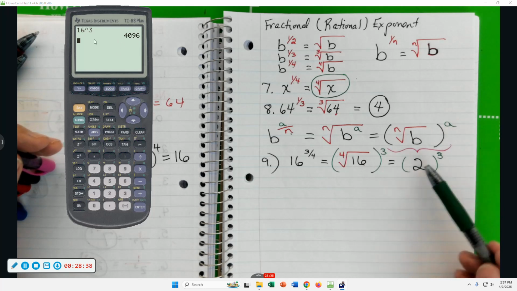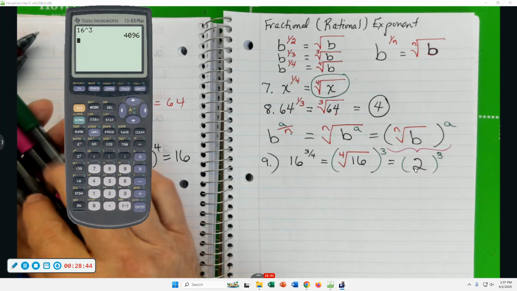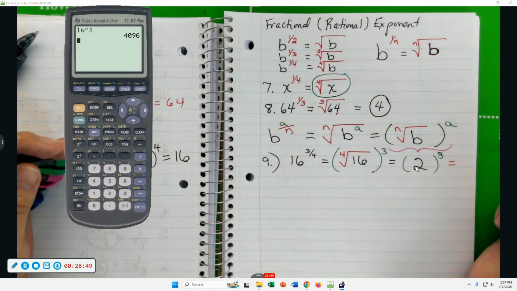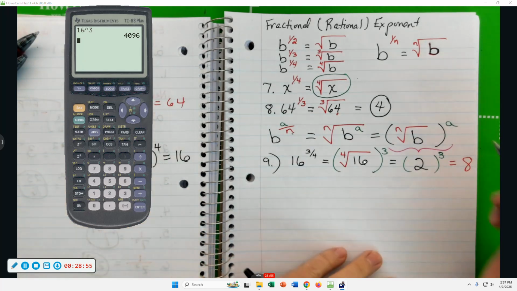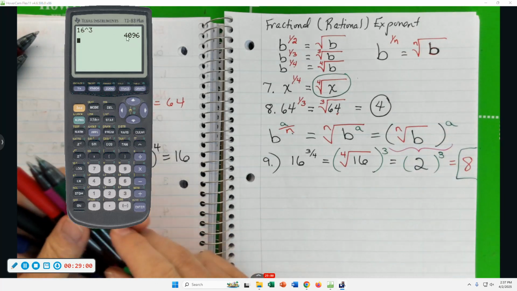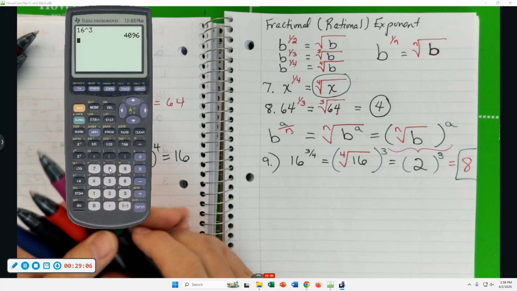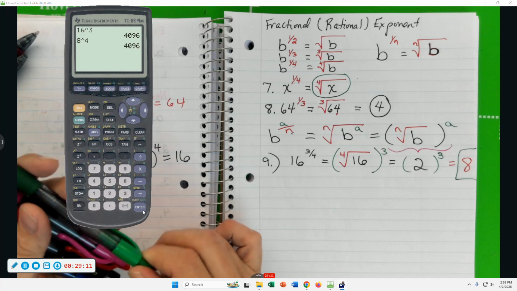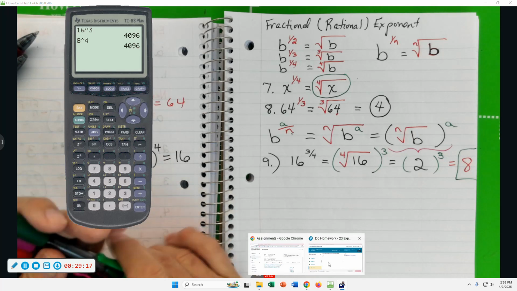Now look at what we have. The 4th root of 16 is 2. 2 cubed, we get a final answer of 2 times 2 times 2, don't say 6. 8. 2 times 2, 4 times 2 is 8. See, if you'd cubed the 16 first, you'd then be looking for a 4th root of 4,096. Turns out to be 8. Did y'all know that? If you multiply 4 8s together, you get 4,096. But notice, nice small numbers.